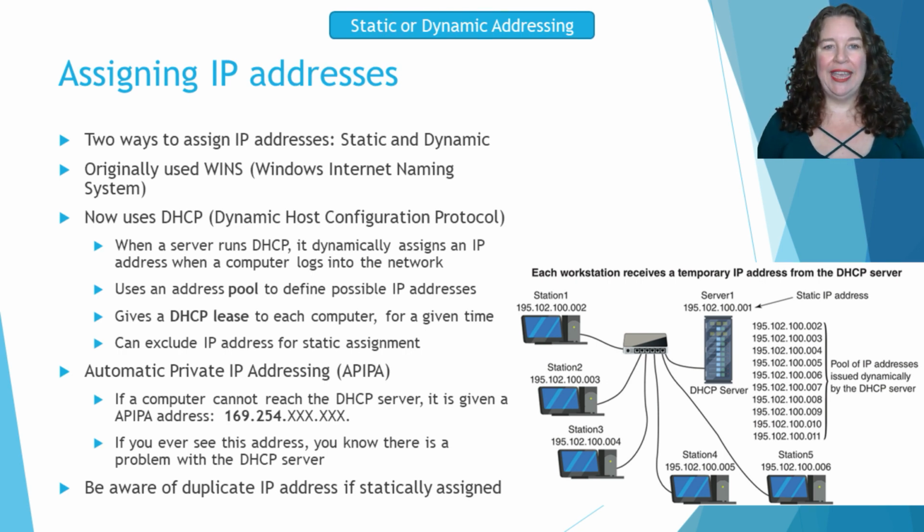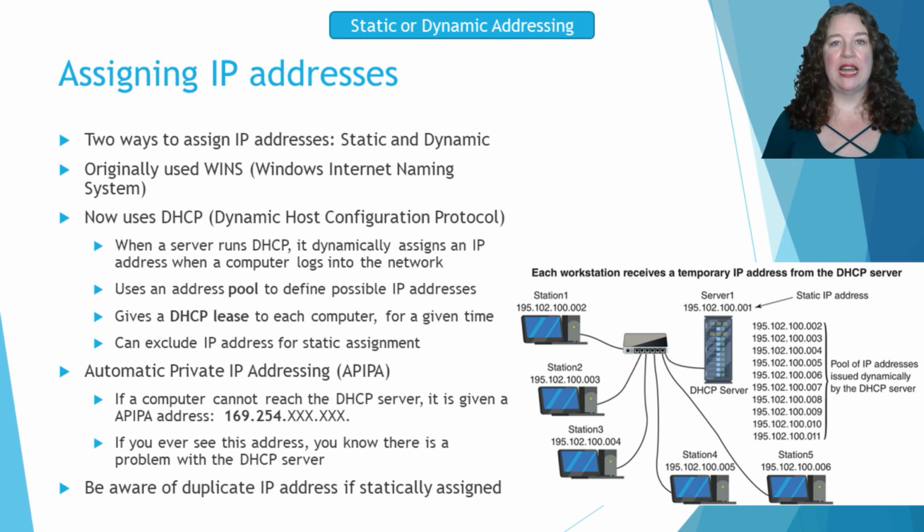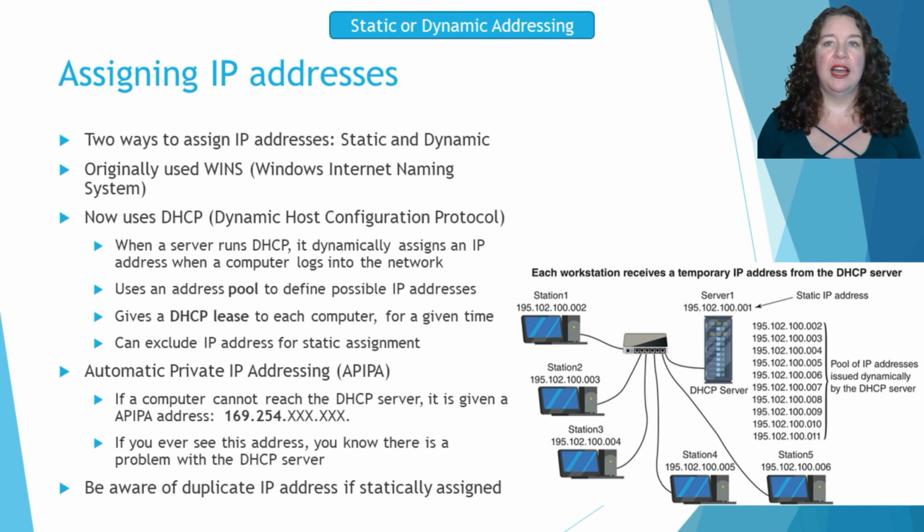Sometimes you can't get to the DHCP server. I log into the network, and for whatever reason, the DHCP server is down. There's collisions on the network. For whatever reason, I cannot get to the DHCP server. I may not actually have a cable attached. The cable may be the wrong kind of cable. I may not have access, whatever it is. I can't get to the DHCP server, so I can't get a dynamically assigned IP address. If this happens, your computer will assign you an automatic private IP addressing.